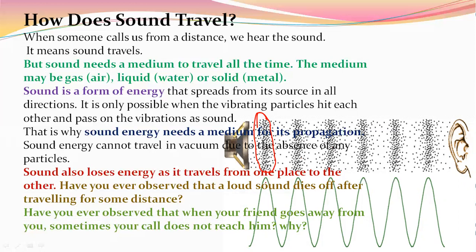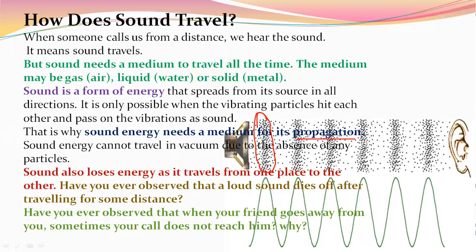So it makes a wave-like form. This is called crest and trough, crest and trough, crest and trough. So this is the wave-like movement when the molecules move from the source, and at last the molecules carrying the sound reach our ear and we can hear the sound. And sound energy needs a medium for its propagation. Propagation means the movement, the spread of the sound.